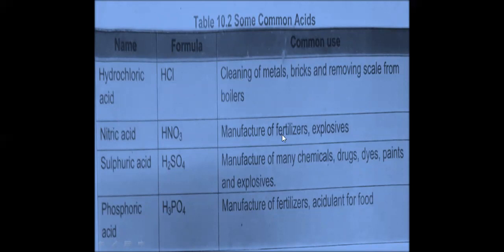Nitric acid is used in manufacture of fertilizers and explosives. Sulfuric acid is used in manufacture of many chemicals, drugs, dyes, paints, and explosives. Phosphoric acid is used in manufacture of fertilizer and as an acidulant for food.